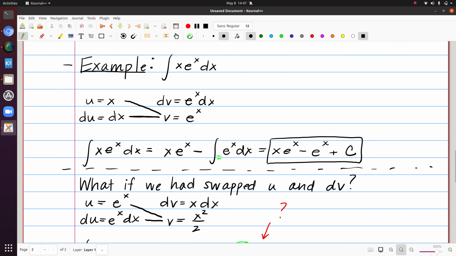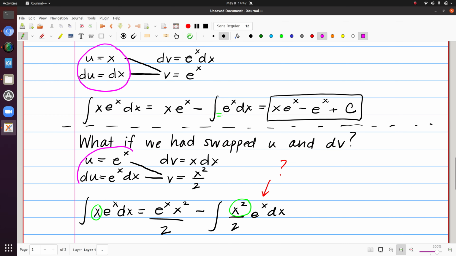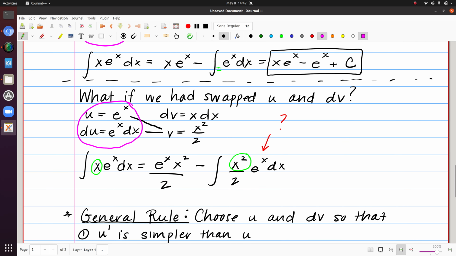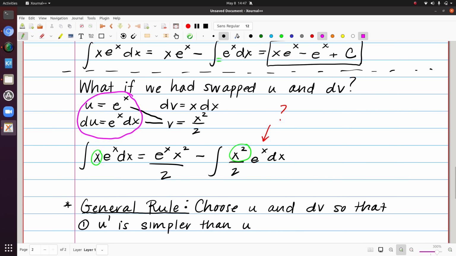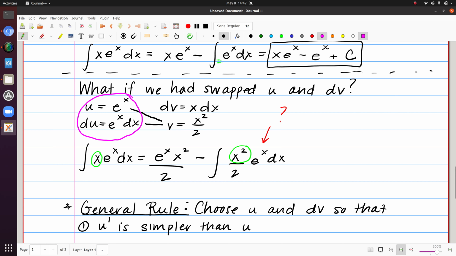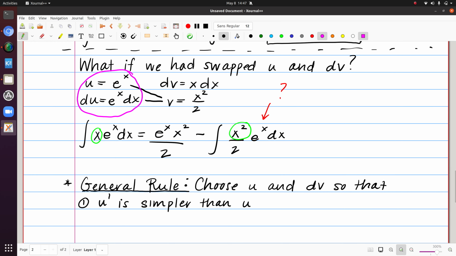Let's go back up here and look at this. We went from u being x to u prime being 1. So that certainly is simpler in that direction. In this case, the derivative was the same thing as u, so we didn't really gain any traction from that. This first rule is really the one I was talking about that affects whether or not that integral we end up with on the right-hand side is simpler than the one we started with.